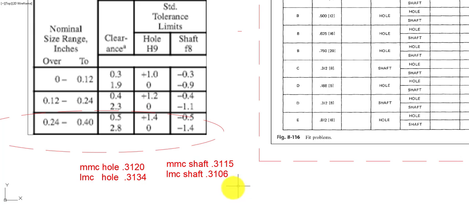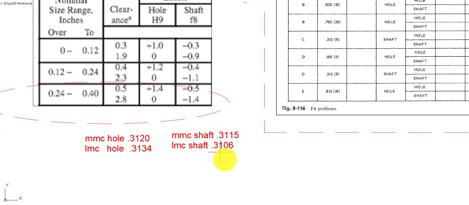Now, no matter what, that's the same relationship we need to have for all of them. So if we look at max material condition size of the hole, max material condition size of the shaft, the difference between those two is 0.5 of a thousandth of an inch, which is represented right here as the minimum clearance. Look at the least material condition size of the hole and the least material condition size of the shaft, and the difference between those two is 2.8, which is the maximum clearance. Those numbers have to apply no matter what.